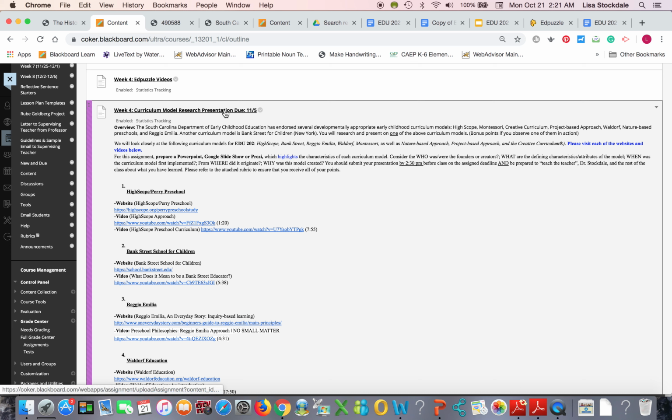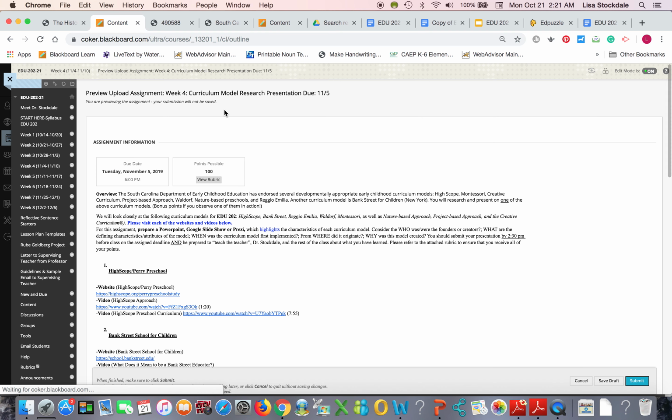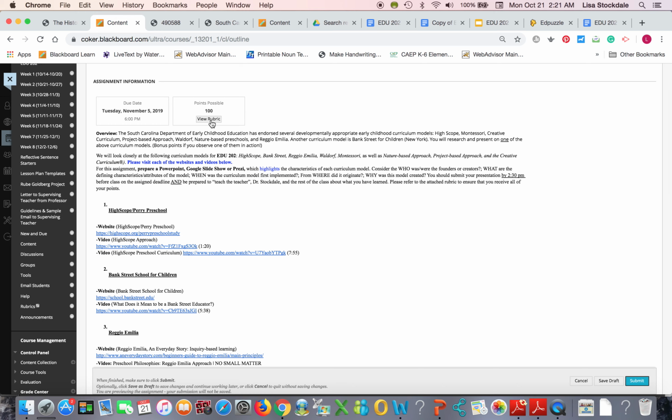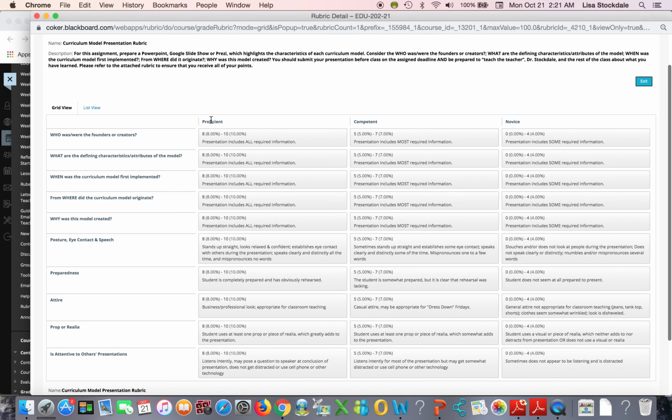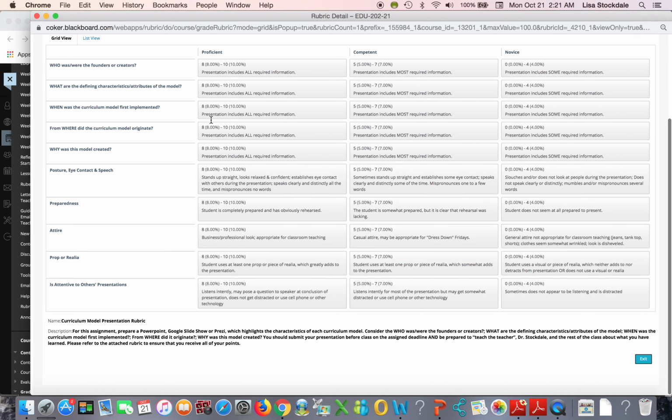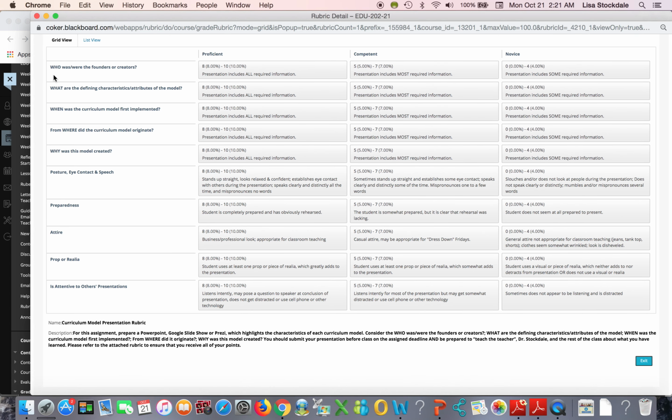If you want to know how you're going to be graded, you're going to click on the link there, and then you're going to look at the rubric. Now, the rubric tells you in detail what I just mentioned. Who were the founders or creators? What are the defining characteristics or attributes of the model? When was the curriculum model first implemented? Where did it begin or originate? And why was the model created?